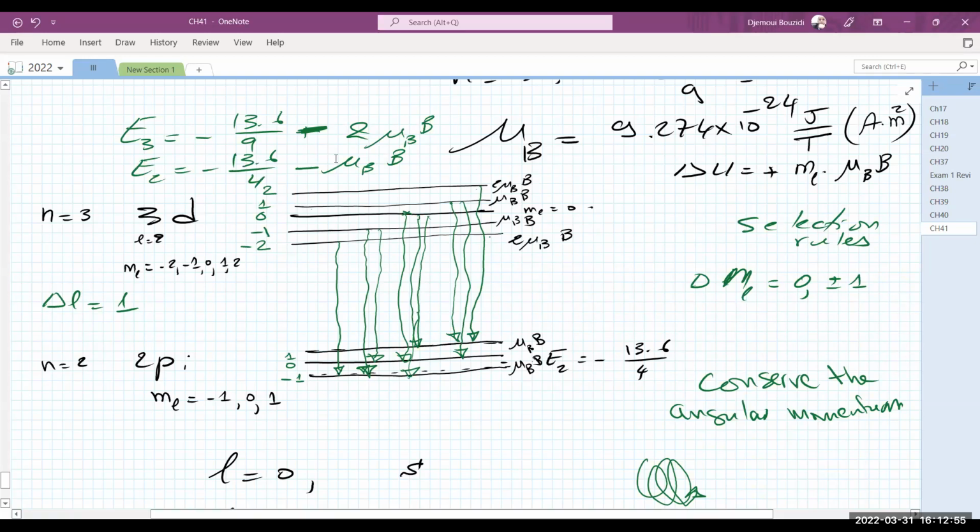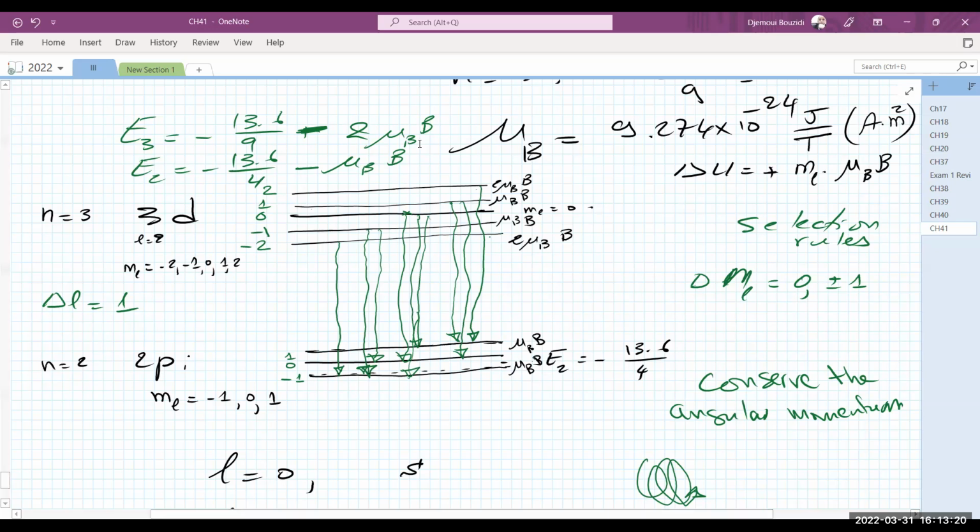So hc over lambda would become just E2 minus E3. This is the energy, equal to hc over lambda, to find the corresponding lambda for it. Obviously, you're going to find one value that is different than the value if you really did not have a magnetic field in here. So it's going to be shifted by a value of minus mu b, minus 2 mu b. So it's going to be added to it, a mu b to it.